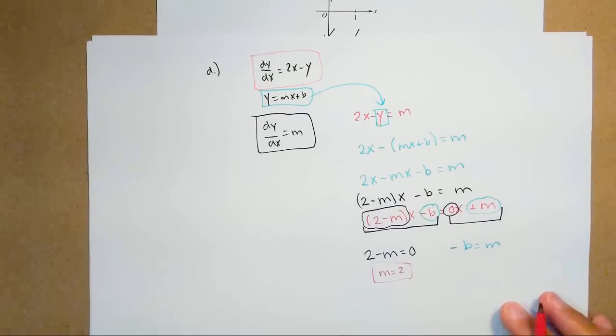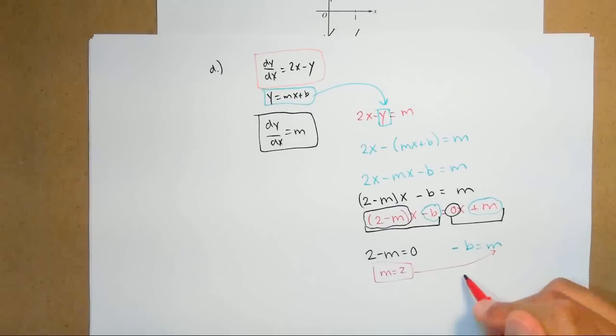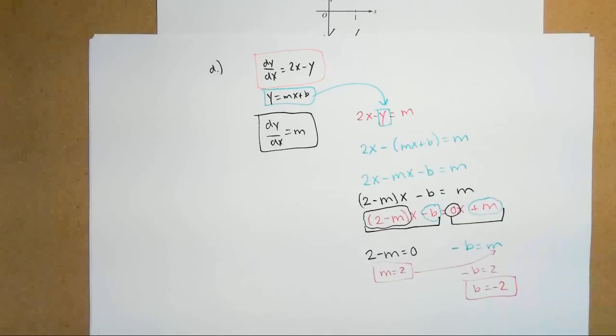And then the last thing is, well, how am I going to find b? Well, since I know m is equal to 2, plug it into here. Negative b is equal to 2. Therefore, b is equal to negative 2. And those are my two solutions. Okay? I'm going to get m is equal to 2 and b is equal to negative 2. How hard was this? Very hard. This was one of the hardest parts of a problem in the entire response section.